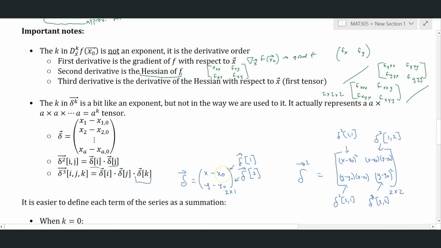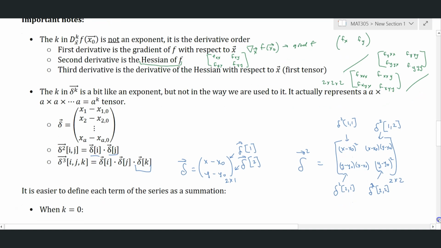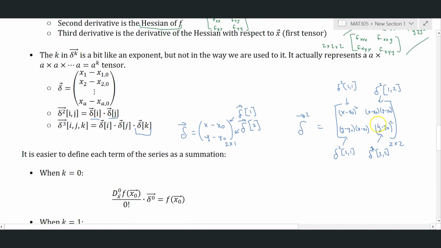And so you see every time we multiply by another copy of the delta vector, we add another dimension in our tensor. Now we can call this 2 by 2 a tensor as well, but we officially get into tensor world. We have to use that label whenever we get into more than a two-dimensional matrix.